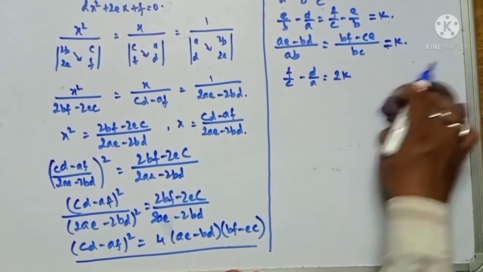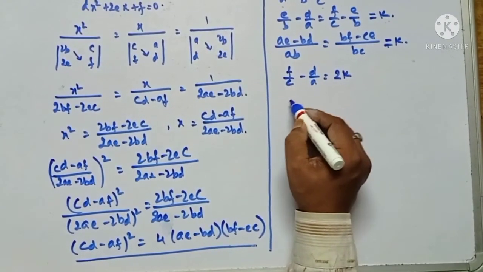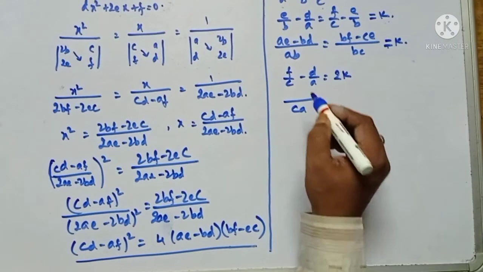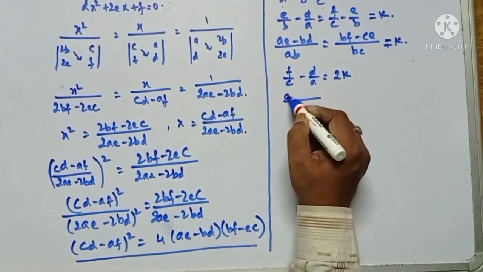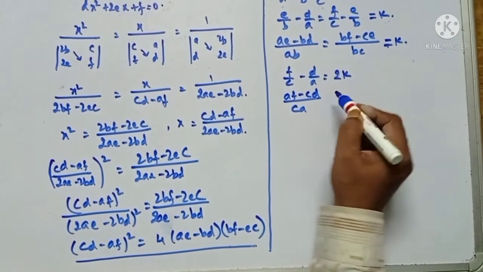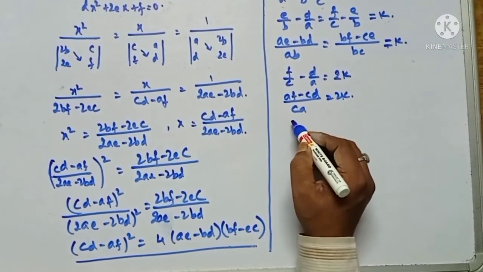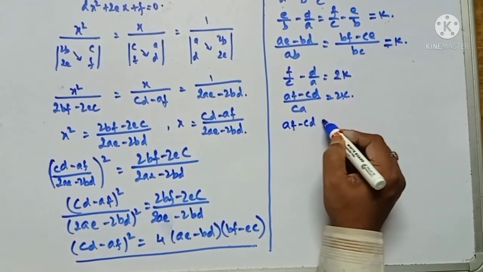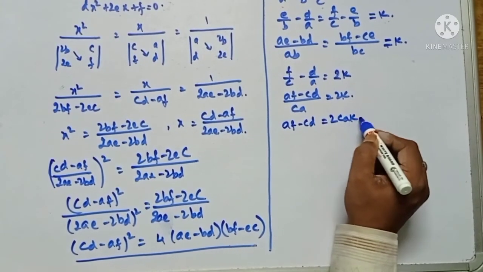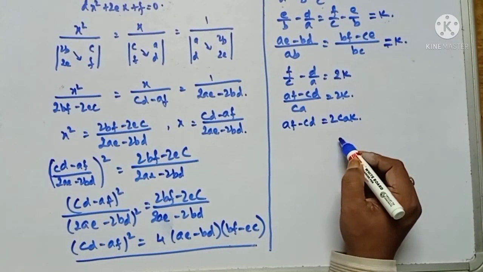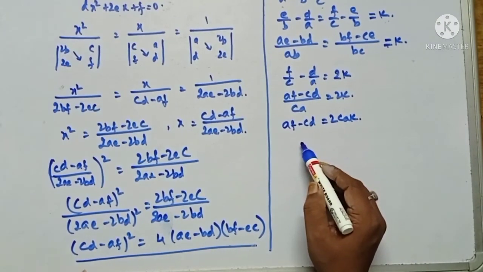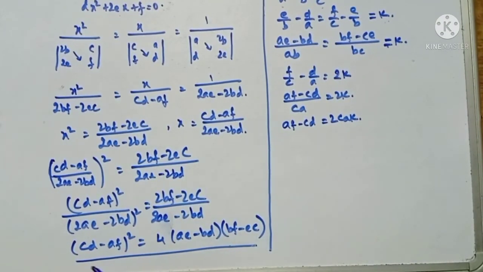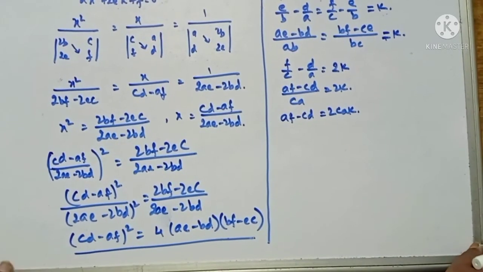So I have written 2k. Now if I take the LCM here, CA, therefore AF minus CD is equal to 2k, so AF minus CD is equal to 2CAk. So this will be 2CAk. Now here you can see it is CD minus AF. Here you can see it is CD minus AF.